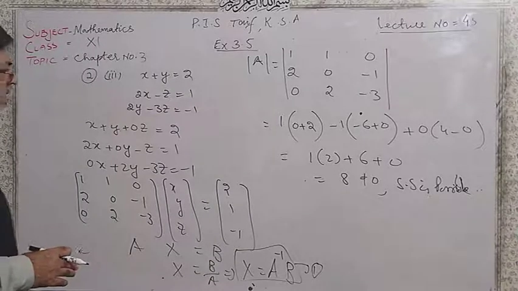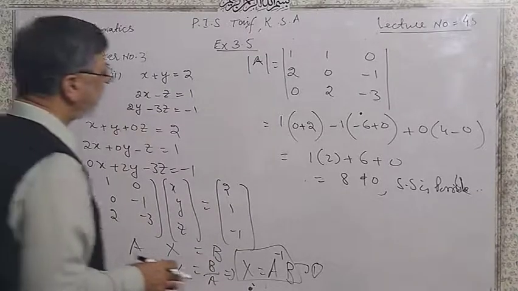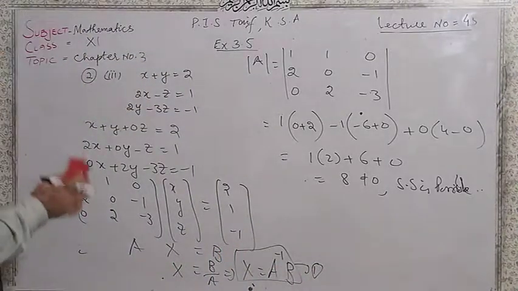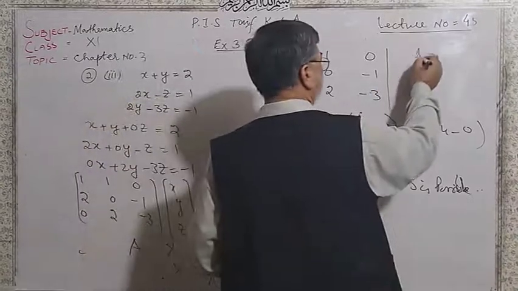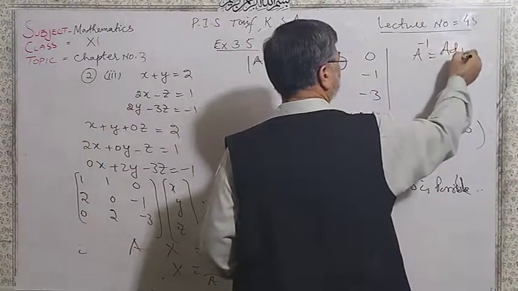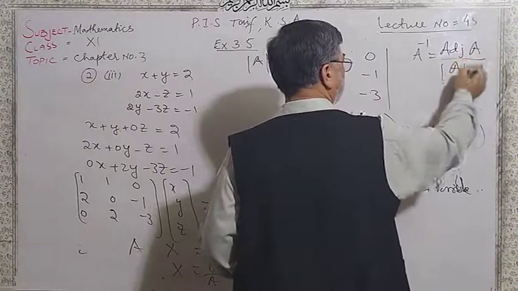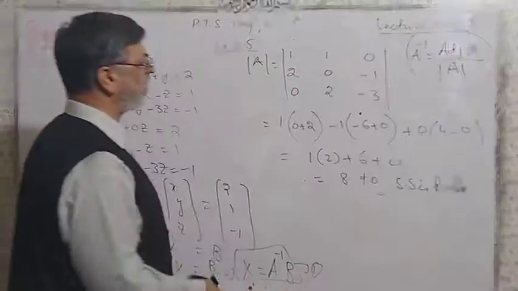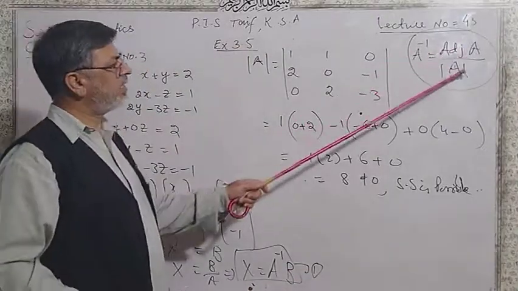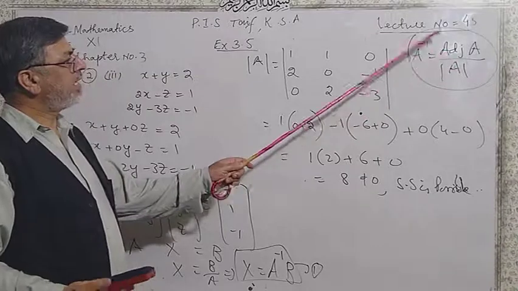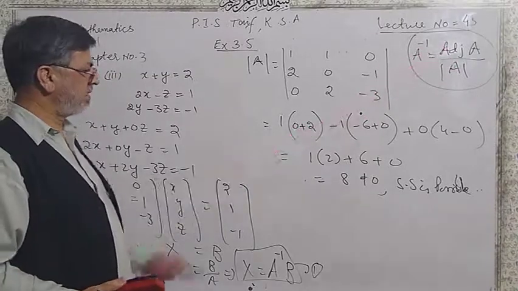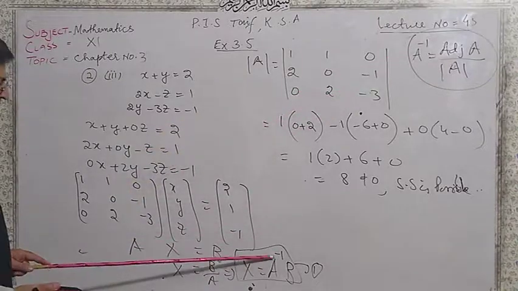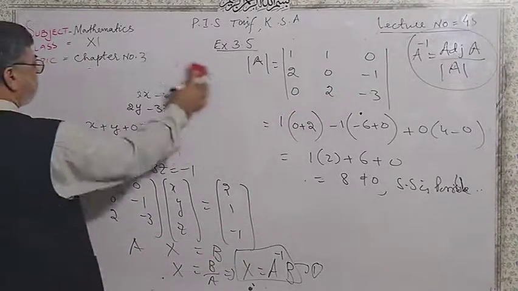And definitely we will find the matrix of cofactors. The transpose of the matrix of cofactors is adjoint A. This is the formula which will be applied here. A inverse is equal to adjoint A over determinant of A, and adjoint A is the transpose of the matrix of cofactors. So A inverse will be found, and then we will put it here to find the values of x, y, z.